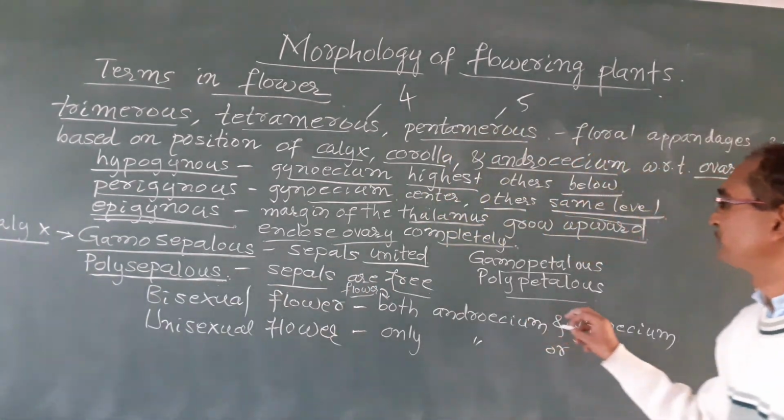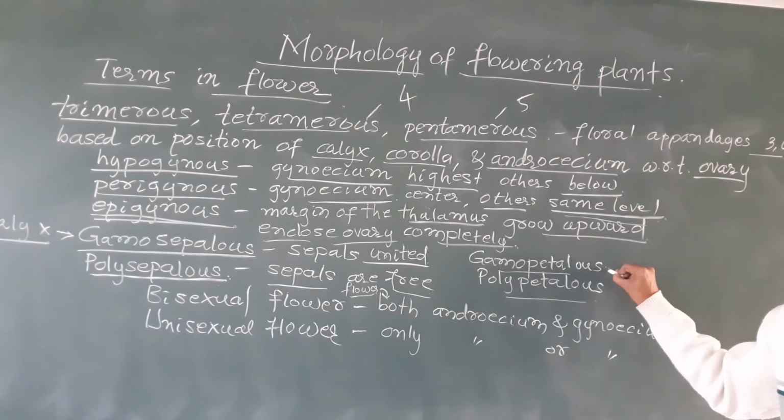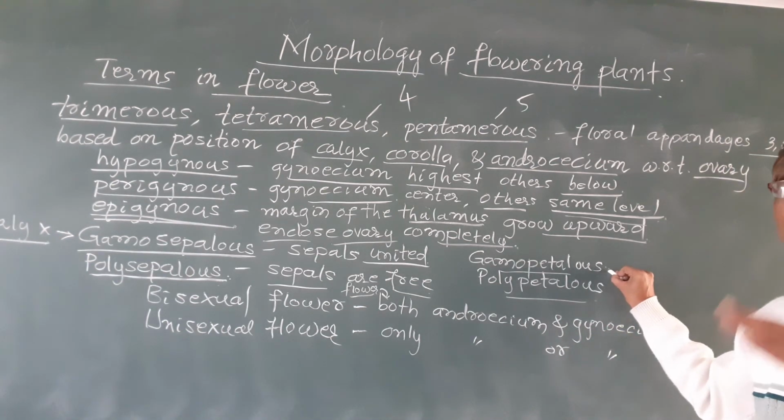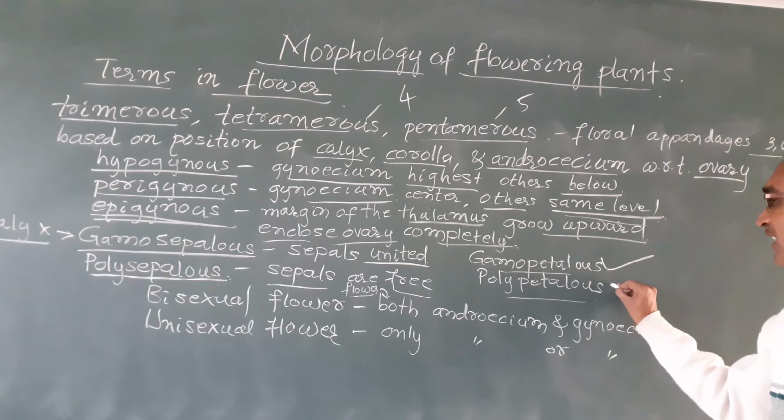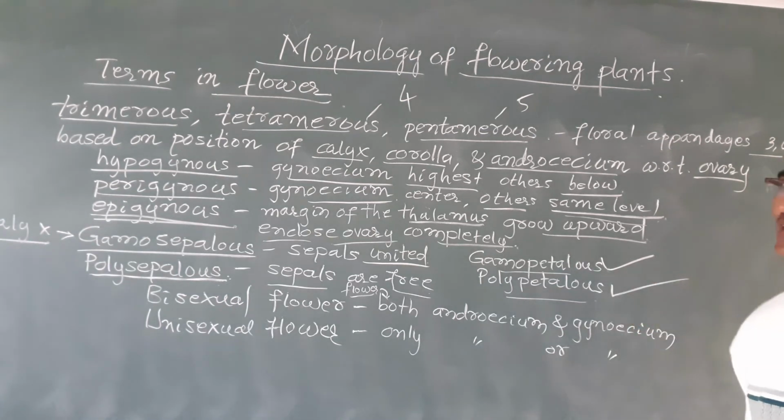Likewise, the corolla is next to the calyx, and the individual members of the corolla are called petals. If the petals are united, they are said to be gamopetalous, and if the petals are free, they are said to be polypetalous.